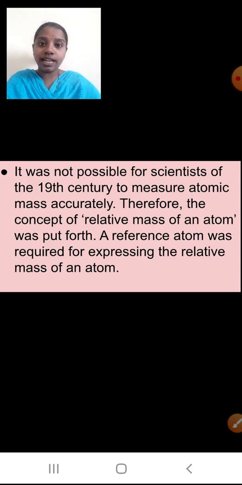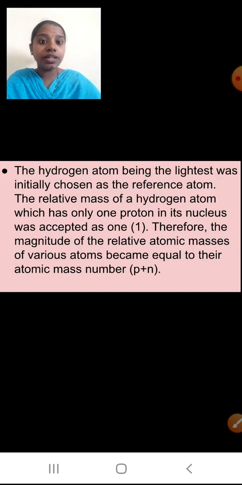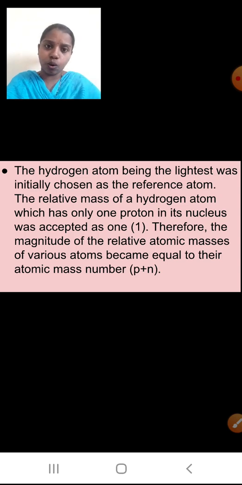Okay. Now which element was considered as this reference, we will see. The hydrogen atom, being the lightest, the first one in the periodic table, which has only one electron, was initially chosen as the reference atom. The relative mass of hydrogen atom, which has only one proton in its nucleus, was accepted as 1. So what is the relative mass of hydrogen? 1. Mass of hydrogen will be 1. Why? Because it has only one proton and one electron, right?